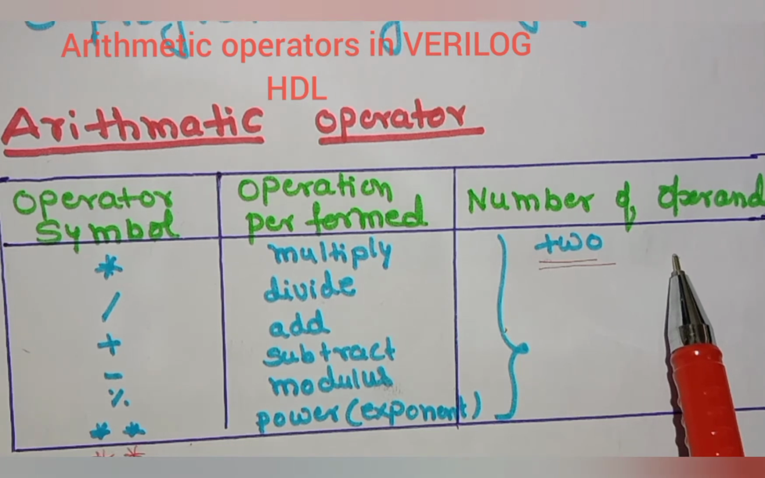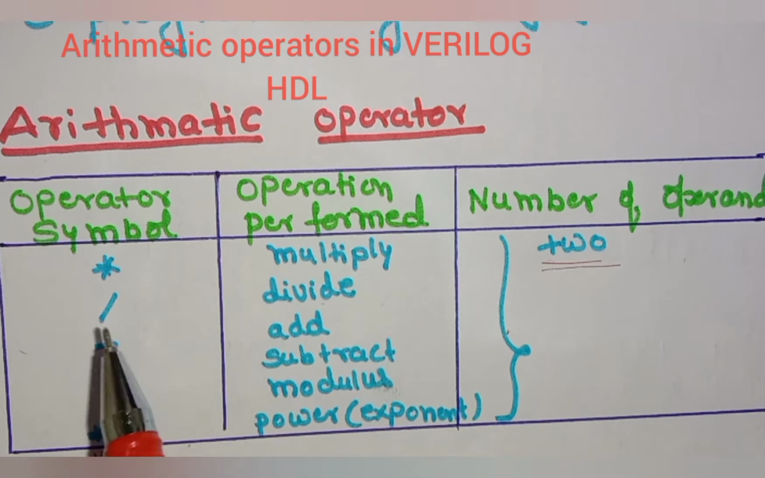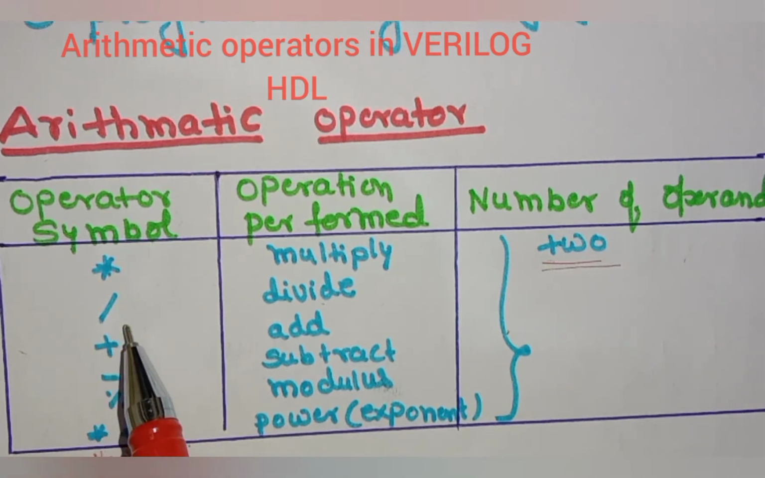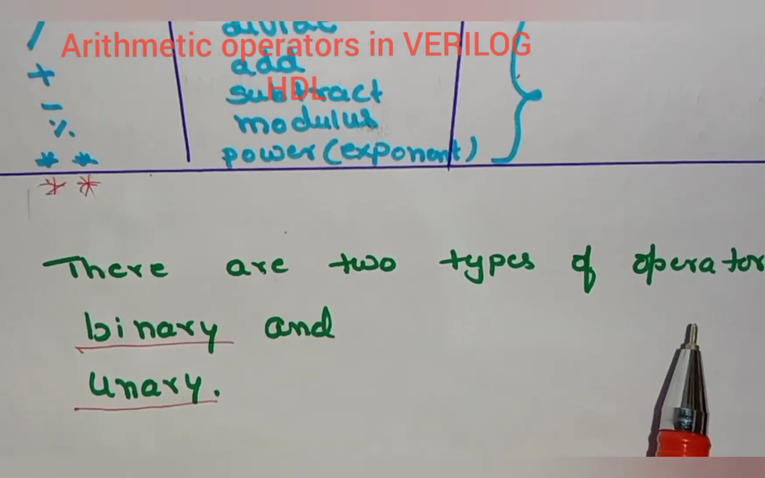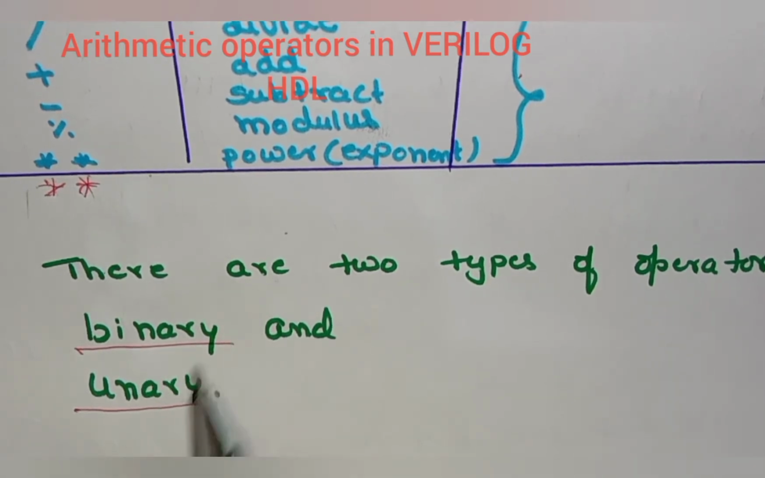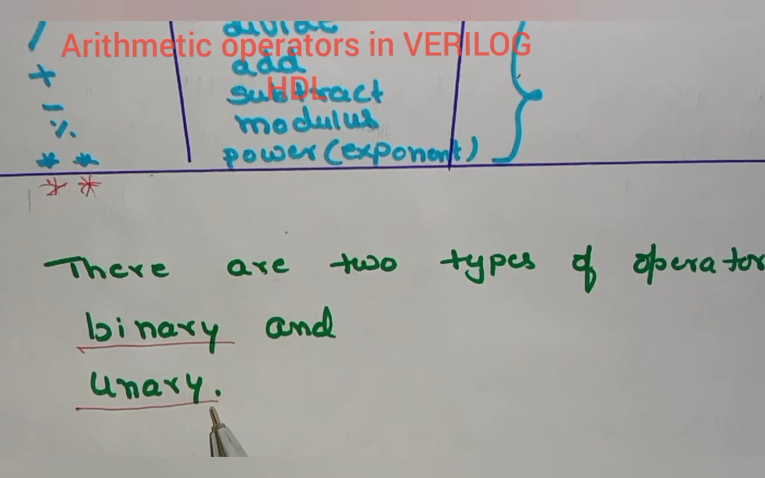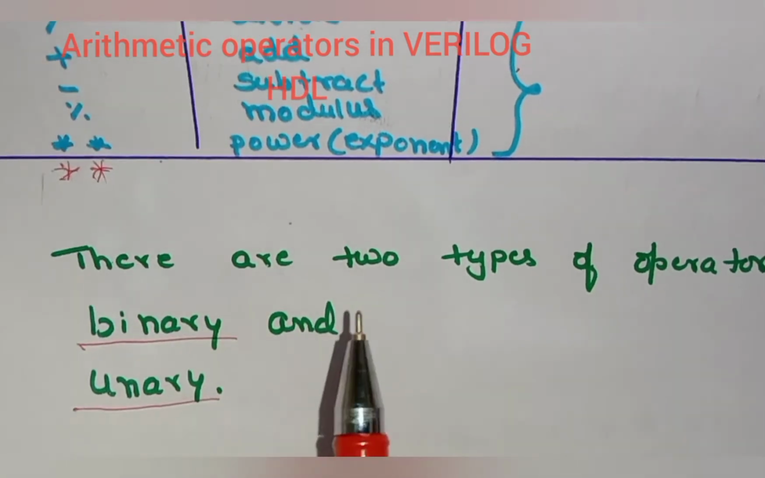Let us revise the arithmetic operators in Verilog: star, forward slash, plus, minus, modulus, and the two stars. Another point you should know is that there are two types of operators: binary operators and unary operators. What do we mean by binary and unary operators? You will study that on the next page.